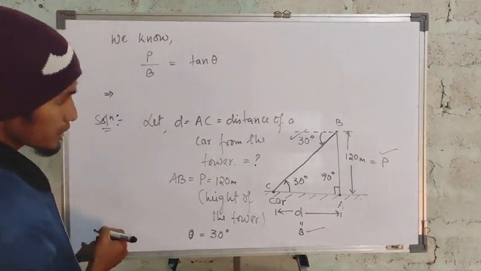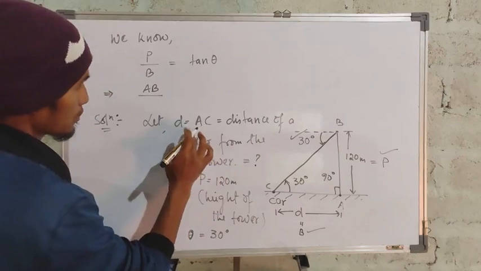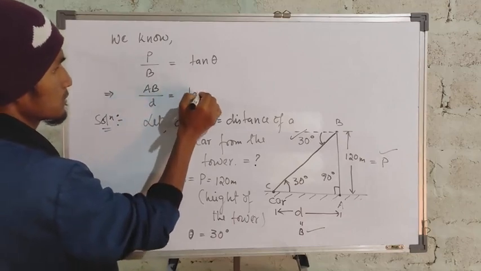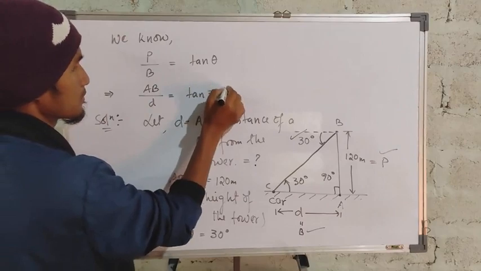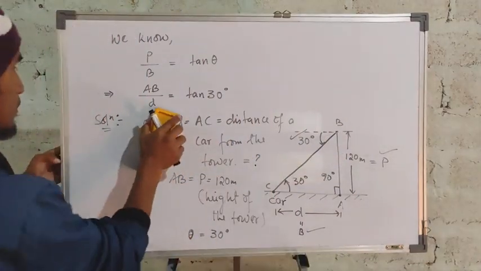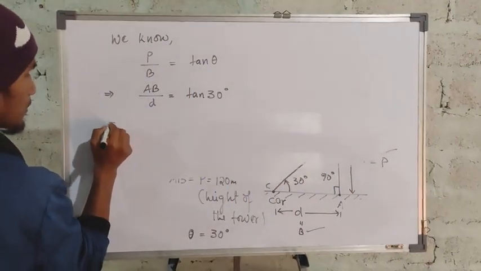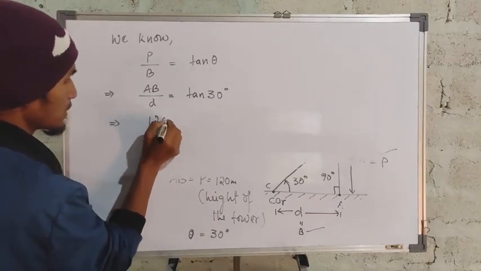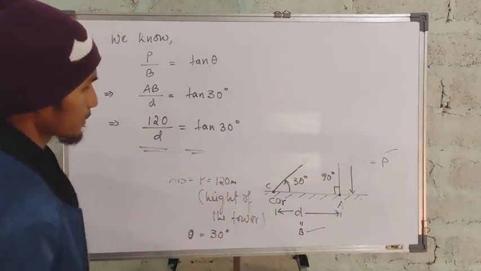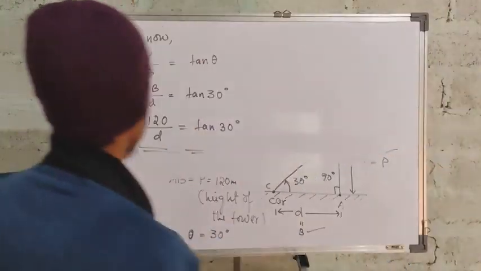Now we need to find B. Okay. Now P is equal to AB. Now B is equal to the base, which is D. Then tan theta is equal to tan 30. Then AB is how much? AB is 120 meter. Then D is equal to 120 by tan 30. Now you complete the question. Okay, now I'll jump to the next question. Let me check one more question. Maybe I'll give you from the textbook. You can try it on your own.